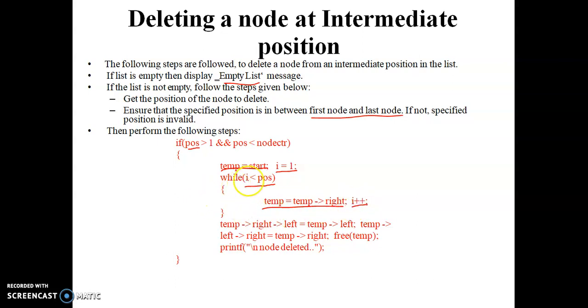Once the I value becomes equal to the position, then we'll stop the loop and come out of the loop. And then we are assigning temp of right of left equal to temp of left. So temp is the current node.